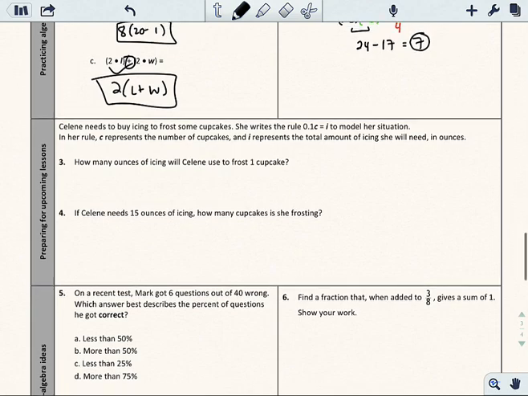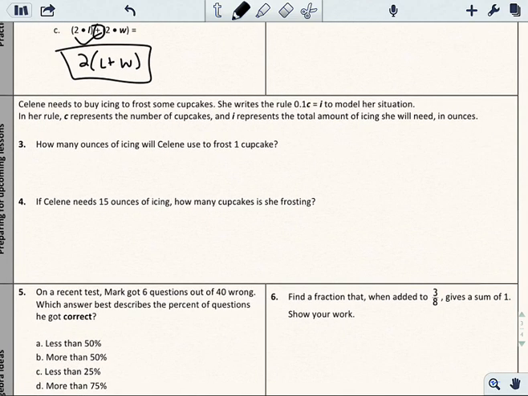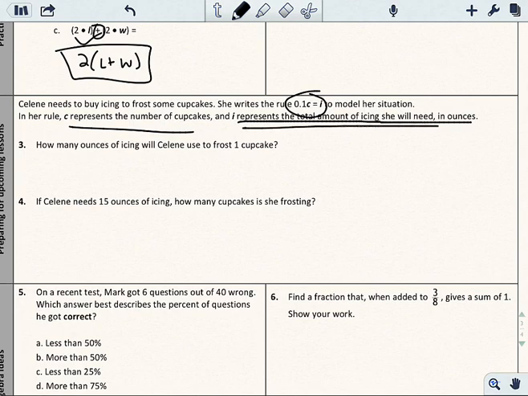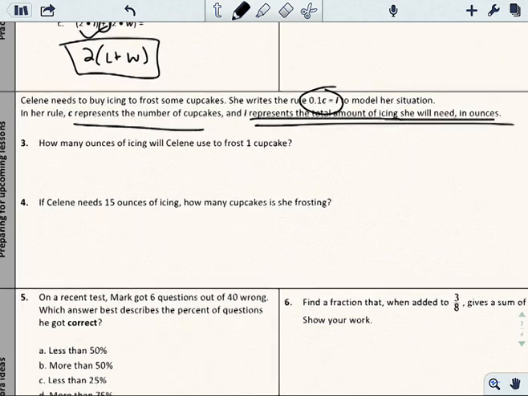Okay. Celine needs to buy icing for some cupcakes. She writes this rule. Her rule: C represents the number of cupcakes, and I represents the total amount of icing she'll need in ounces. So how many ounces of icing will Celine use to frost one cupcake?